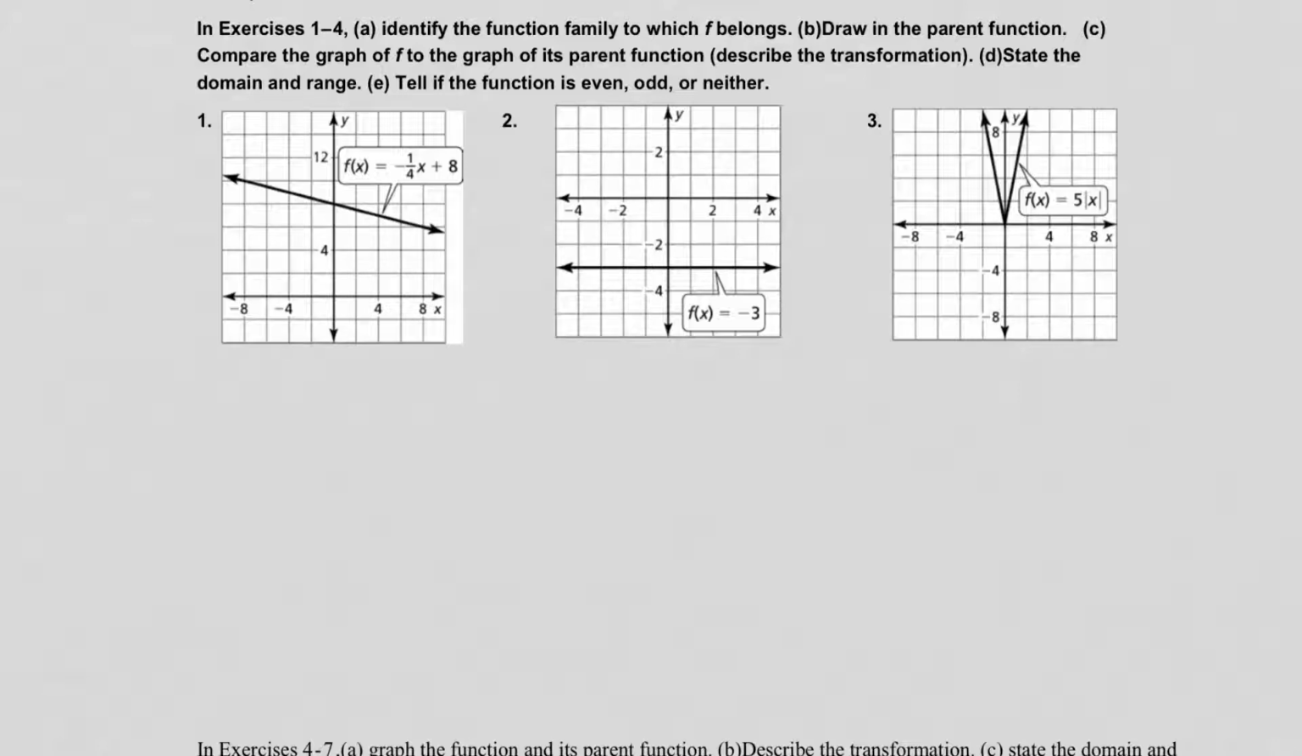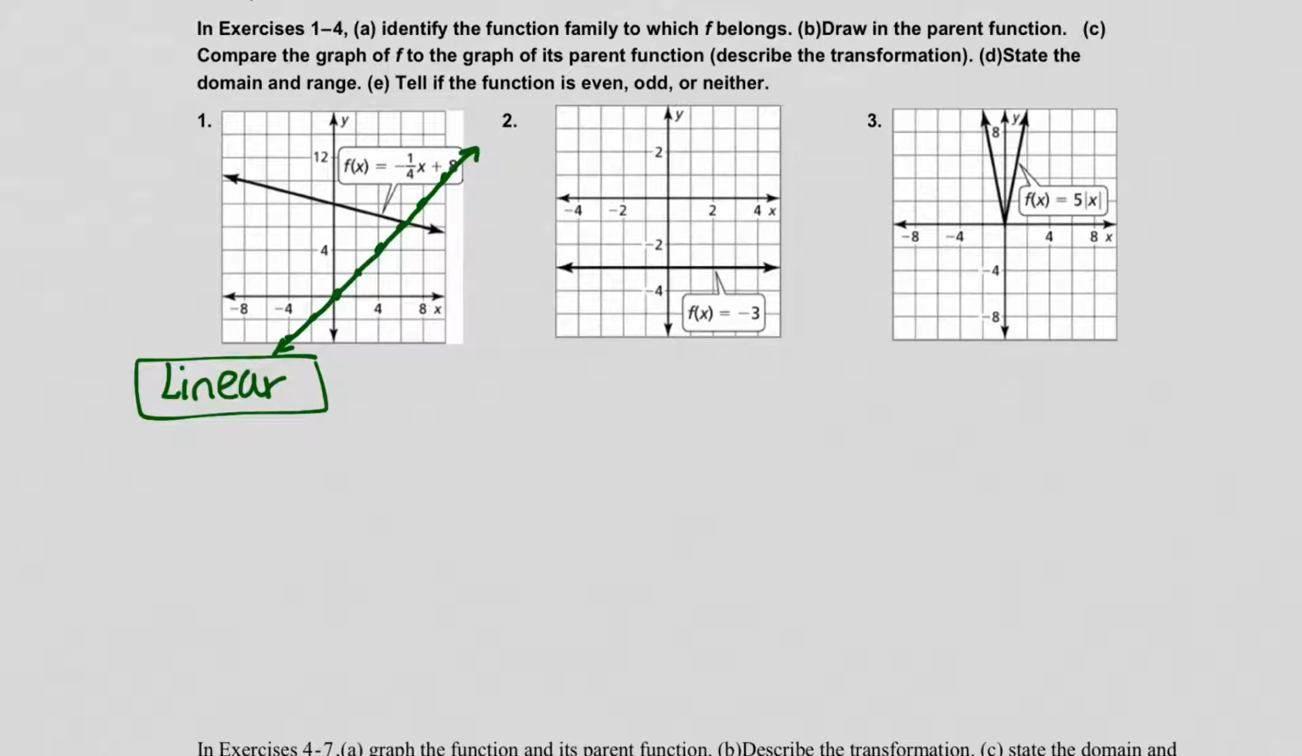Okay, so for number 1, it's a straight line, so it is linear, although, wait, it says identify the family first, so we'll do that. So this one is linear. Okay, and if I draw in that parent function, remember, it goes through (0, 0) with a slope of 1, and I do want you drawing in exact points, okay? And that is the parent function.